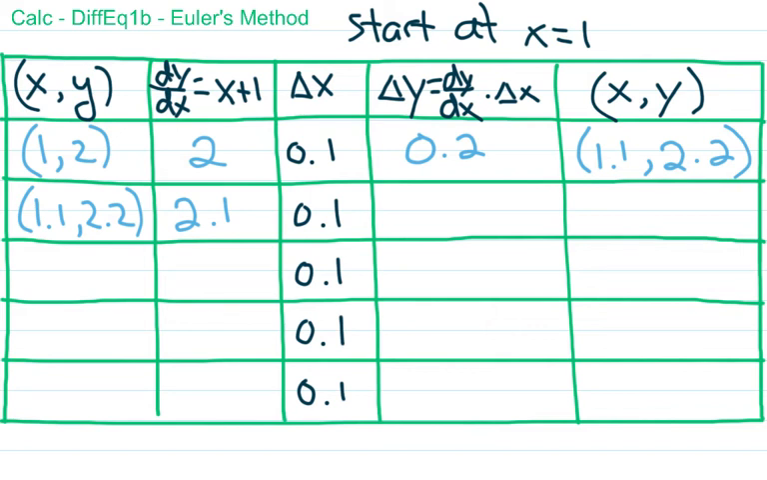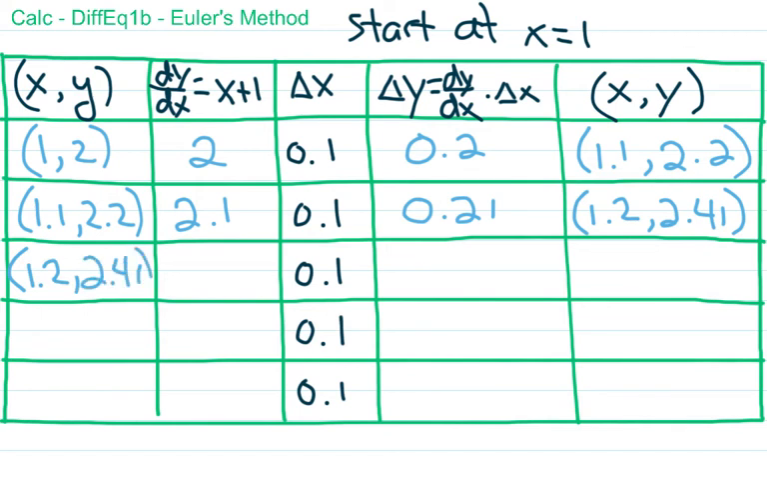Now we don't need a calculator to do this. We're just moving the decimal place. So this is 0.21. And then our new point, which is 1.1 plus 0.1, 1.2. And we'll keep it to the decimal places that we obtain throughout here. So we'll go as far as we can, and then we can round at the end. So notice 2.2, add 0.21, and you get 2.41. So that point goes in the new row, and we do it again.